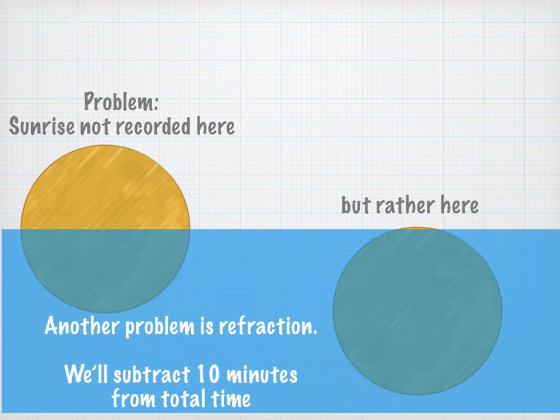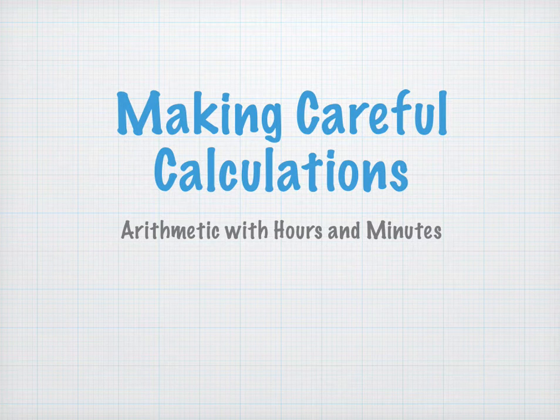So how is sunrise and sunset recorded? What is the time? The time is when the sun is appearing. So in other words, they didn't take the sun and treat it like a dot. They treated it like something that produces light over its whole surface. So this is a little bit unfair. In other words, this is biased towards more sunshine rather than less. So this doesn't really give us an even split. So another problem is refraction. So what we're going to do is we're just going to subtract 10 minutes from our total time that the sun is visible.